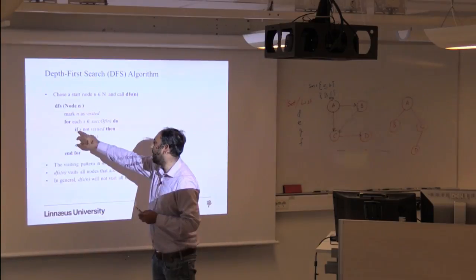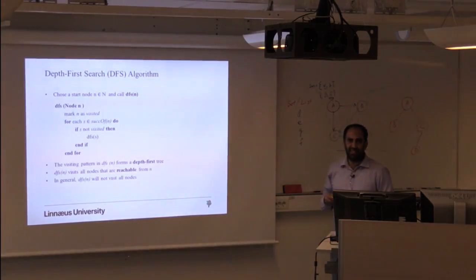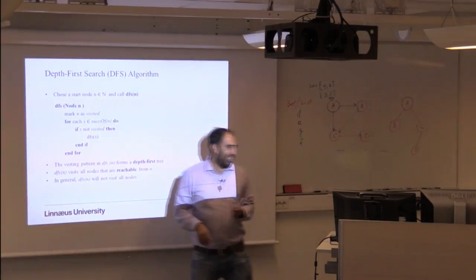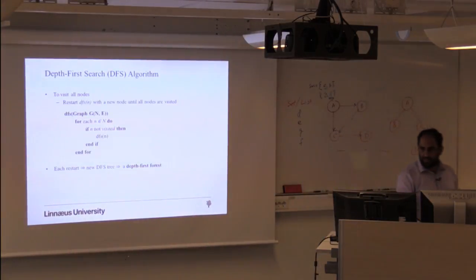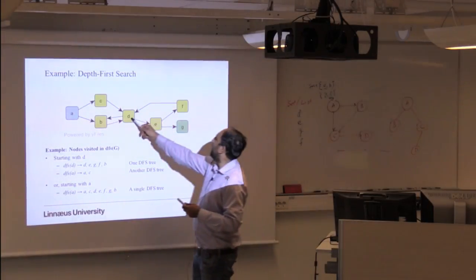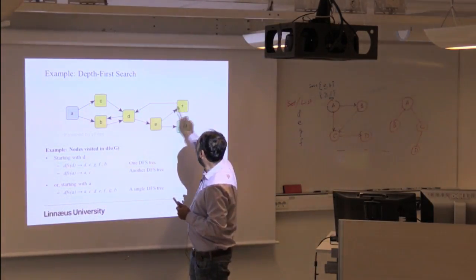So D, but when we come to this condition, if S not visited, we check with this list. D has already been visited, so we don't need to visit it again. So we don't call this method again. Okay, so going back here, D has already been visited, so I don't need to make a call on this. I come back to E.